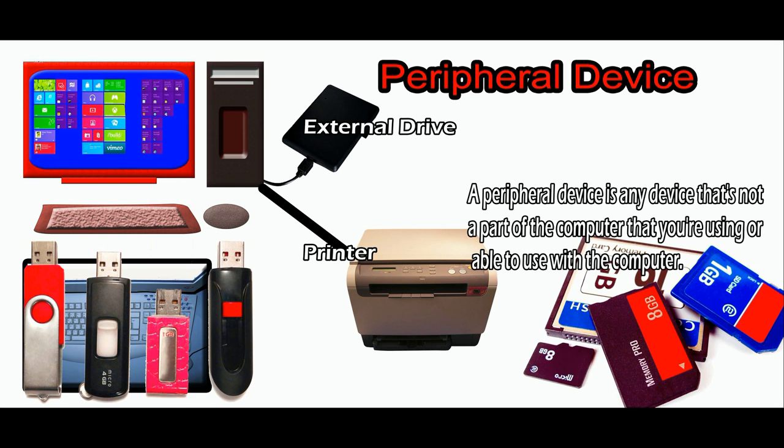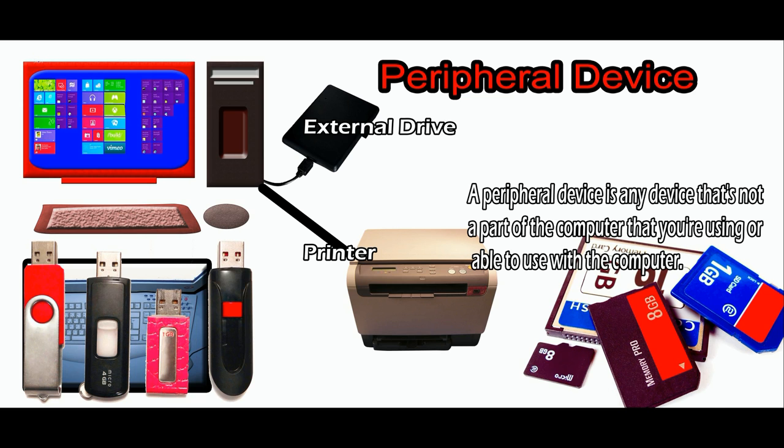A jump drive is a peripheral device because it is not a part of the computer. It's simply an external device that you use with the computer. A scanner is a peripheral device because it's not a part of the computer. It's simply an external device that you use with the computer, and so on.